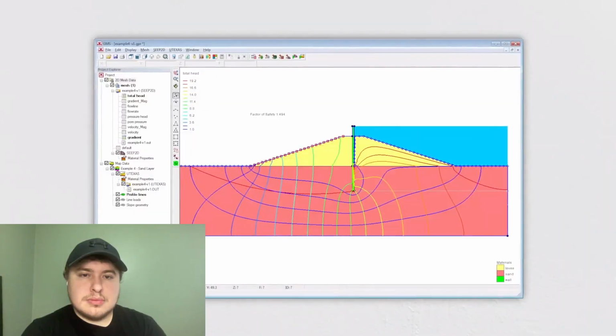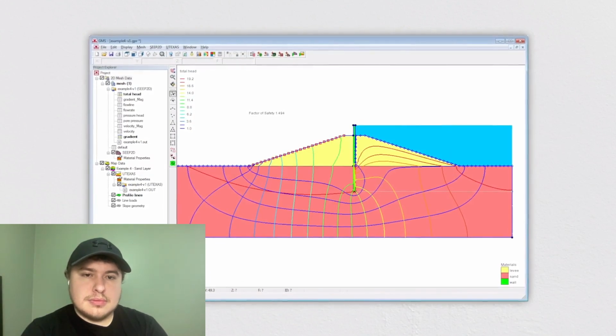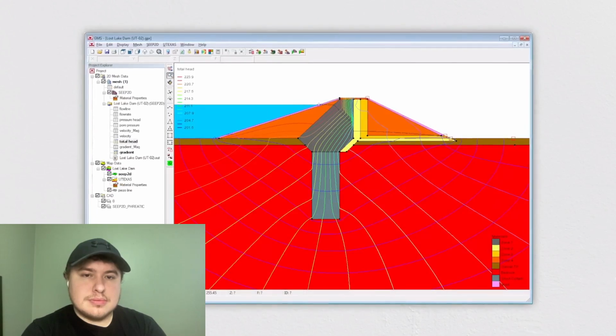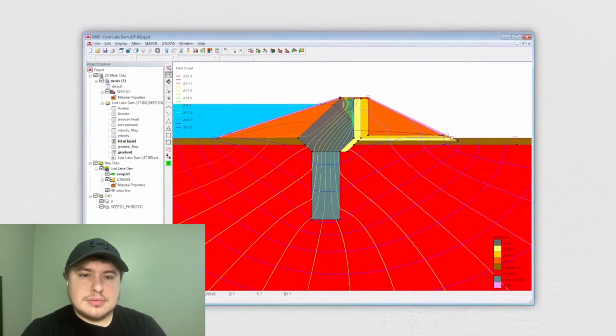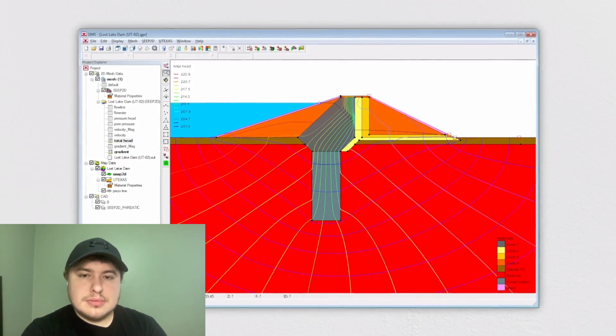Developing flow nets is almost an art as much as a science, so it's probably a good thing that groundwater problems are mostly solved using software these days. But we can still use flow nets to demonstrate a few of the ways engineers combat this nefarious uplift force on gravity dams. And one common idea is a cutoff wall.